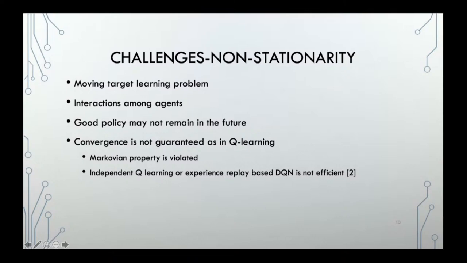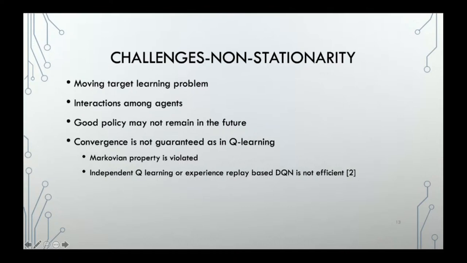I personally think that this is the most important challenge to think about while designing a multi-agent system. Because in single agent RL, the agent is only concerned with the outcome of its own actions. But in the multi-agent domain, an agent's reward also depends on the other agents' behaviors. This challenge arises because all agents in the system are learning simultaneously. Therefore, each agent is faced with a moving target learning problem.